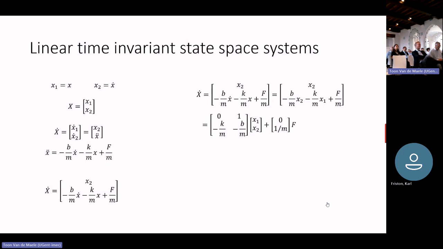And this is composed of x1, x2, which is actually capital X. And here you have a force as the input. And then you have another matrix called 0, 1 by m.